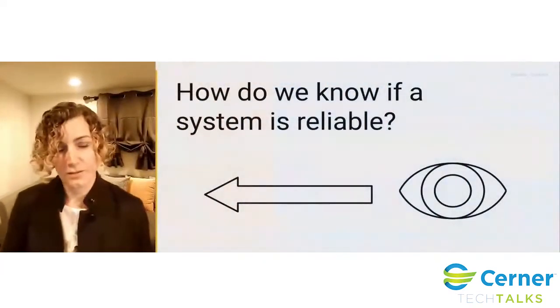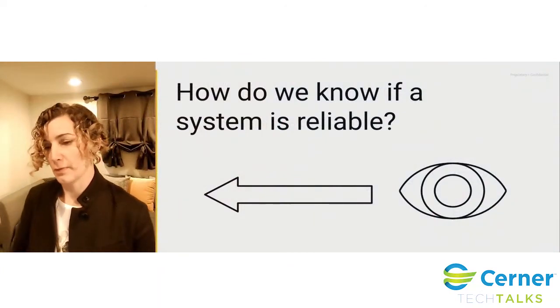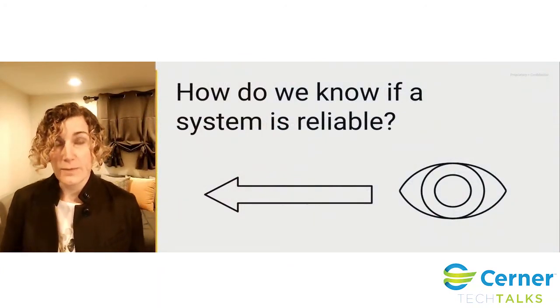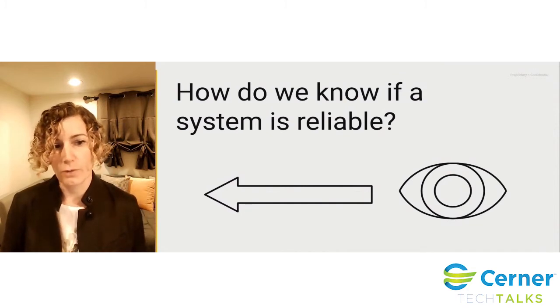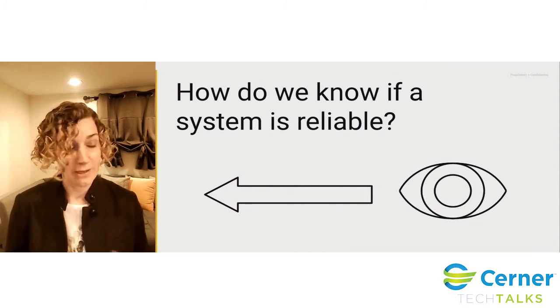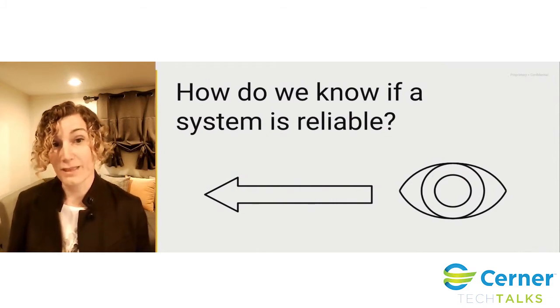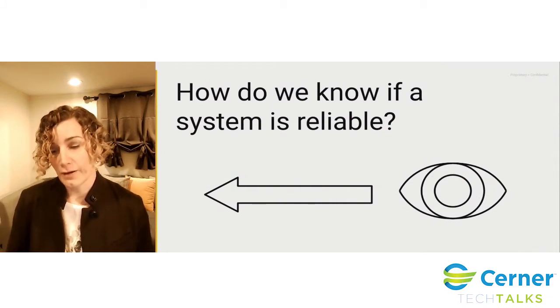So I wanted to start this talk by asking a rhetorical question, which is, how do we know if a system is reliable? Typically, this is a backwards-looking question, which means we don't know when we're building the system that it will be reliable. We can follow patterns, we can build architectures that we think will be reliable, but we don't actually know.